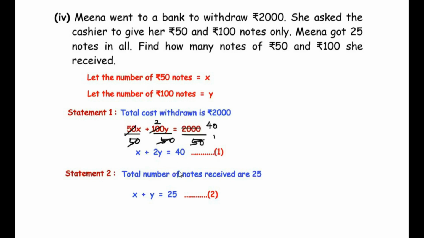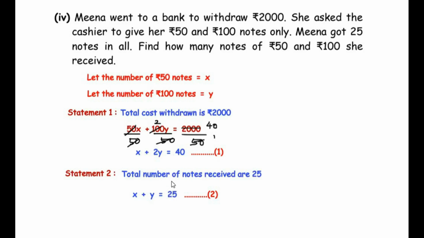Now for the second equation, we are going to look at the second statement. That is, Meena got 25 notes in all, which means 50 rupees notes plus 100 rupees notes in all, that is in total, will be equal to 25. So here we have written total number of notes received are 25, which is x plus y equal to 25.